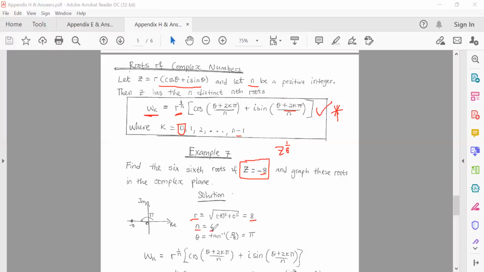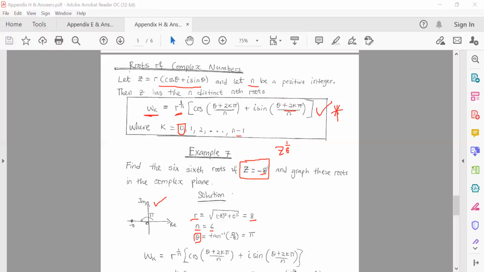Remember, n equals 6 because we're looking for 6 roots. Now, very important. For you to find your theta, you go back to the good practice that I said. You must always plot this on your complex plane. And how does that work?